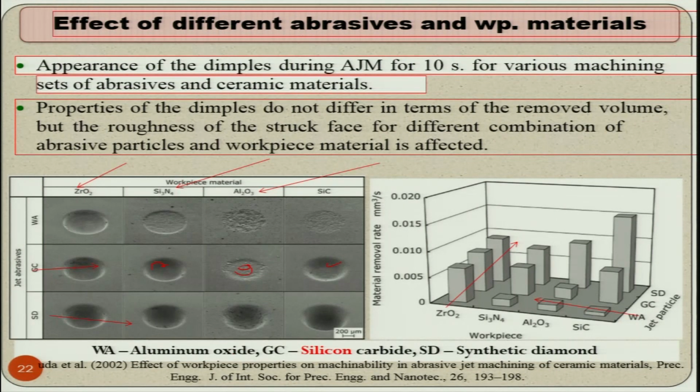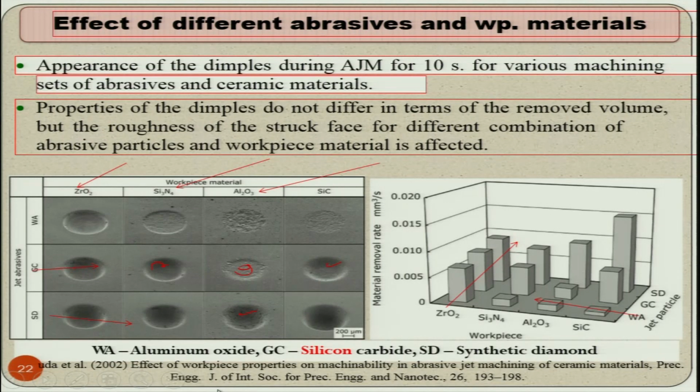So, depending upon the type of abrasive particles, as you can see in the last case, all 4 have got almost good depth of penetration, except in this particular case, that is alumina. So, it clearly indicates that depending upon the type of the abrasive particles and the type of the workpiece material, you are getting different cavities, of different shape and size.